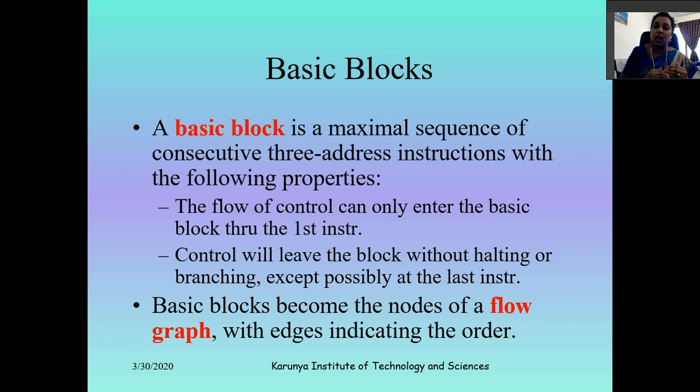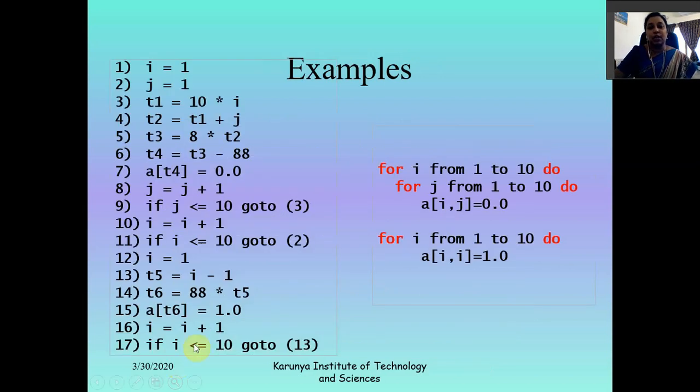Try to identify how you divide those instructions into basic blocks and how you do it as a flow graph. Coming on to the example, what I have here is a 2-dimensional array which we are setting to 0, and then all the diagonal elements we are making 1. So we have a 2-dimensional array at the end where the diagonal elements alone are 1, and the rest of the values are 0. Now when I try to convert this into 3-address code, these maybe 5 lines of code get converted to 17 instructions.